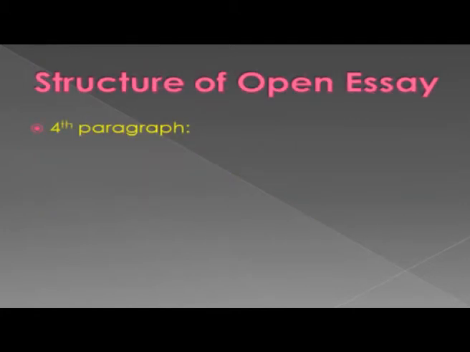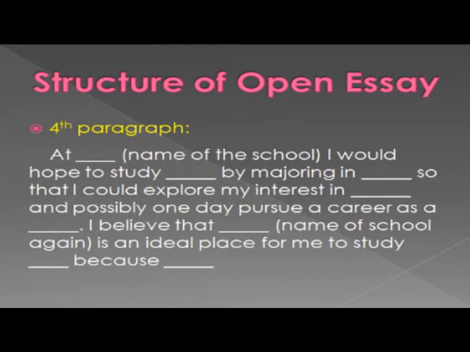The fourth paragraph, how the school, and particularly this course, will help you to achieve your goal. Now here's an example, a sample paragraph that you can use for this section. At blah blah blah, name the school, I would hope to study blah blah blah by majoring in blah blah blah, so that I could explore my interest in blah blah blah and possibly one day pursue a career as a blah blah blah. I believe that blah blah blah, name of the school again, is an ideal place for me to study blah blah blah because blah blah blah.